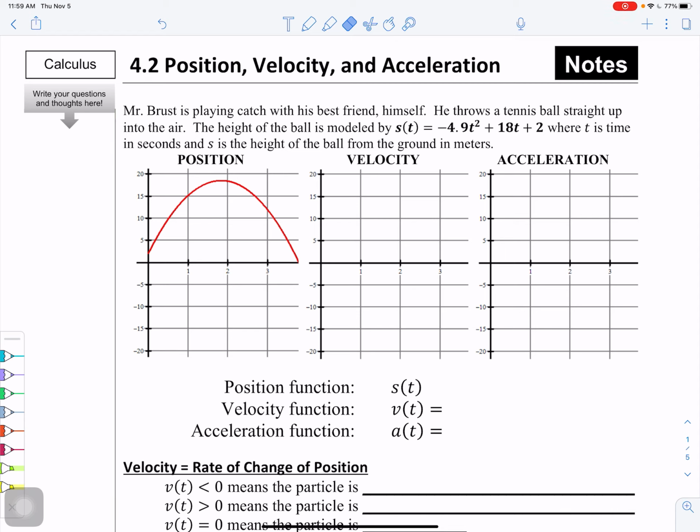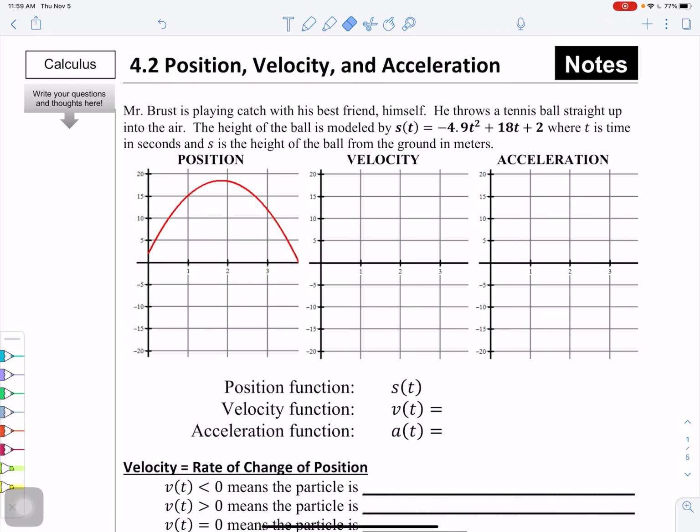Position, velocity, and acceleration. And this is an extremely important topic, probably one of the top 5 for the course. So let's just jump right on in. Mr. Brewster is playing catch with himself. So basically he's throwing this tennis ball straight up into the air.